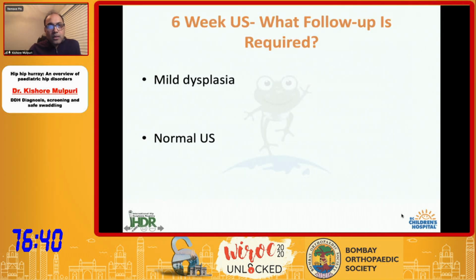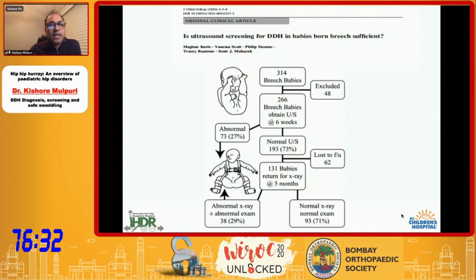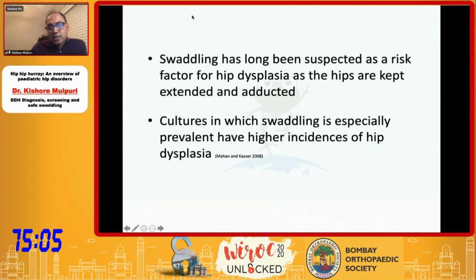Okay. Now, what do we do if the 6-week ultrasound is normal or there's mild dysplasia? This study done out of San Diego showed that even though those breech babies had a normal ultrasound, roughly 30% of them ended up having abnormal X-rays. So their recommendation is definitely to follow up with another X-ray. Swaddling has long been suspected as a key factor for dysplasia of the hip.